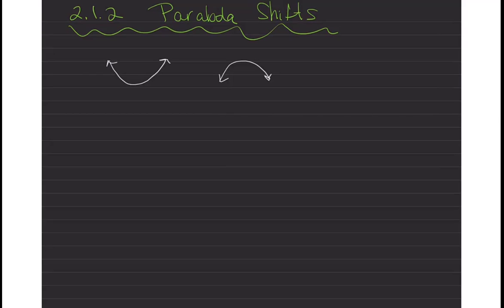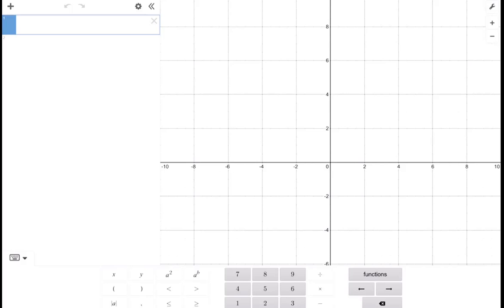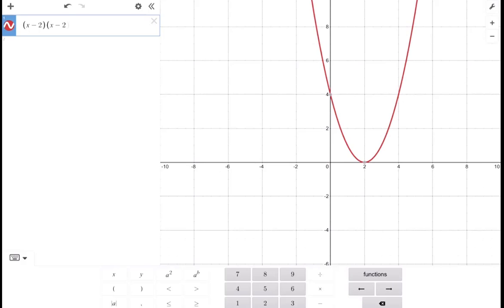So they want us to start by graphing y equals x minus 2 times x minus 2. So we can go to Desmos. We have x minus 2 times x minus 2. And it gives us our U-shaped parabola, right? Our little quadratic.